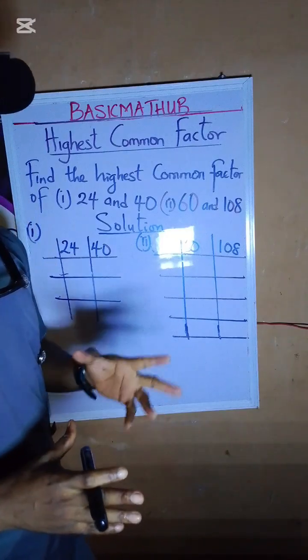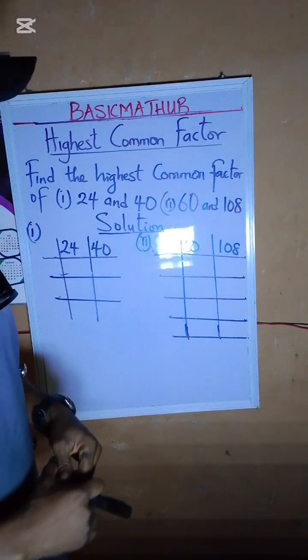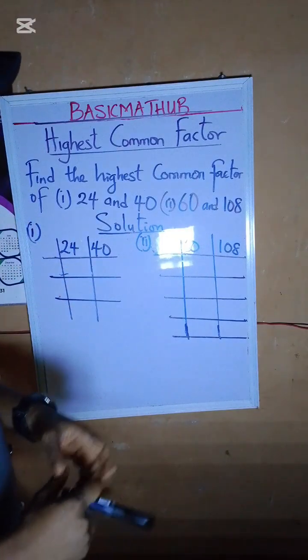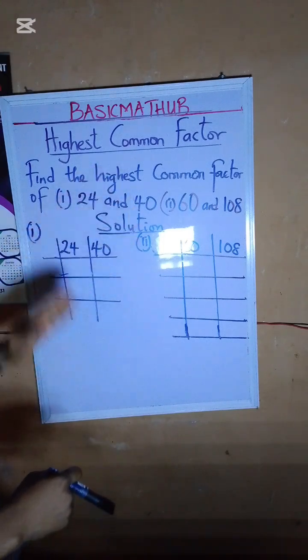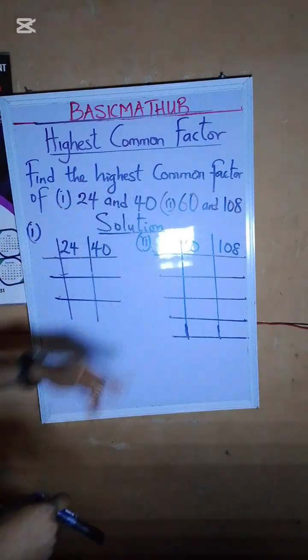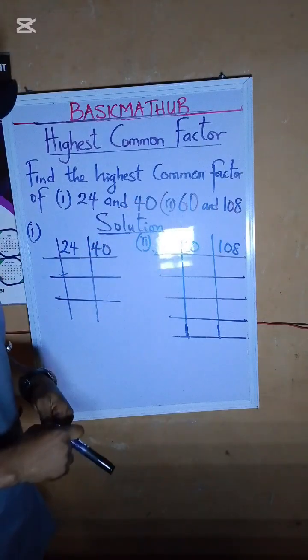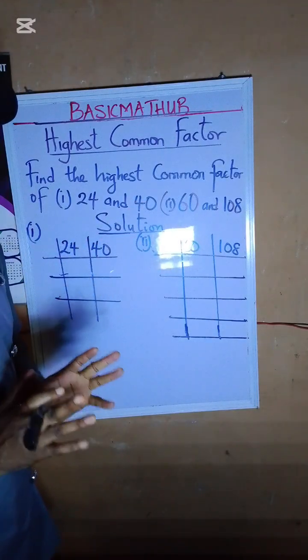Application of a prime number. So you go to highest common factor. It's called HCF in short. So let's consider this question. Find the highest common factor of 24 and 40, and the second one, 60 and 108. So the same method we use in finding our LCM.